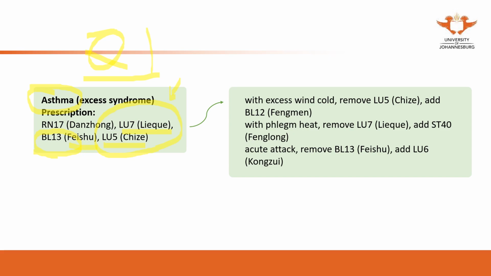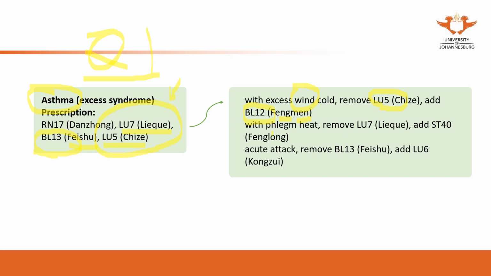With excess cold, wind and cold, we can remove Lung 7, we can add Bladder 12, 风门. When you see the 风, it means wind. So if the patient suffers from wind, we can use 风门. In the meantime, I also can use moxibustion on these points, on Bladder 12 and Bladder 13.